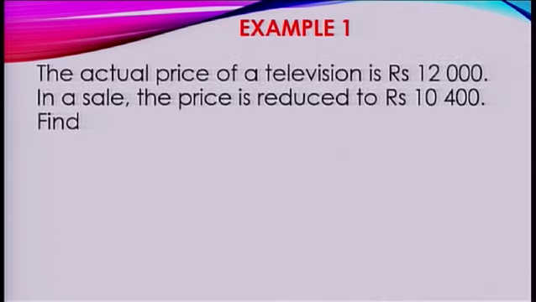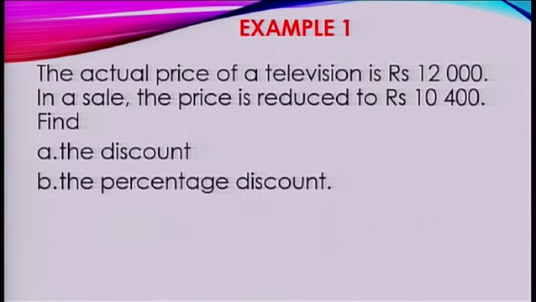Let's take an example. The actual price of a television is 12,000 rupees. In a sale, the price is reduced to 10,400 rupees. Find part A, the discount, and part B, the percentage discount. Let's see how to tackle this type of question.